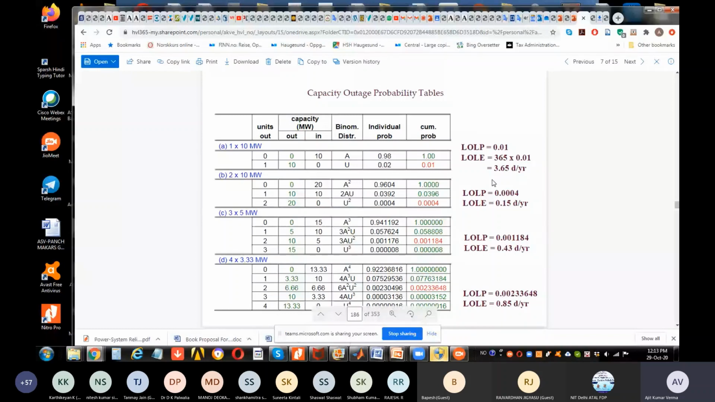Likewise, when you have 2 into 10 megawatt generation, either you generate zero, or 10 or 20. Okay.